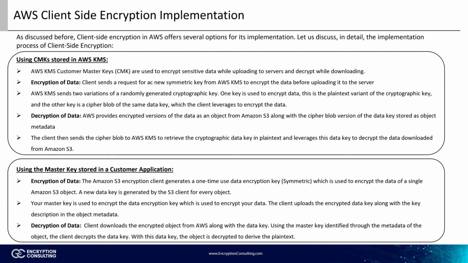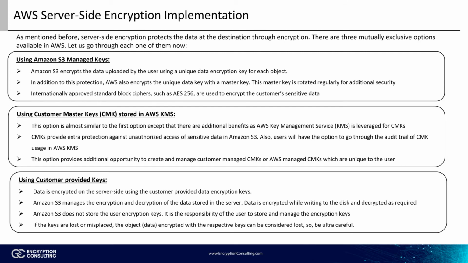For data decryption, the client downloads the encrypted object from AWS along with the data key. Using the master key identified through the metadata of the object, the client then decrypts the data key. With this final data key, the object is decrypted and derived to plain text. As previously mentioned, server-side encryption protects the data at the destination through encryption. There are three mutually exclusive options available in AWS. Let's take a look at each of them now.